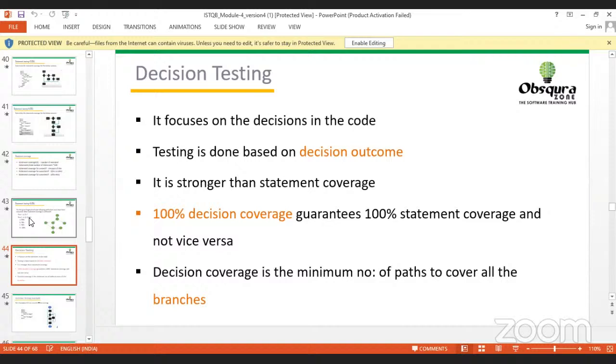Decision coverage is the minimum number of paths to cover all the branches. That is the important thing. In statement coverage, it was the minimum number of paths to cover all the nodes or the statements. This is the minimum number of paths to cover all the branches. Decision means branches and statement means nodes. That should come to your mind.